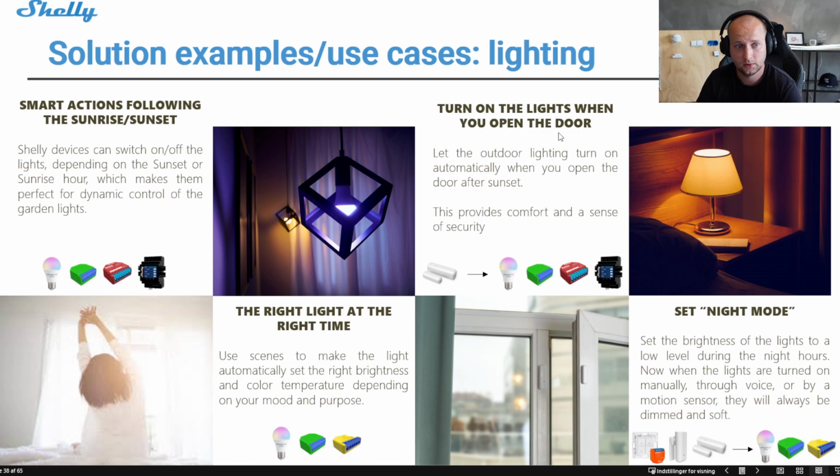Turn on the light when you open the door. This is also a very simple functionality, but I like it. So when it's after sunset and I go out with the trash, the light automatically turns on when I open the front door. So it's very convenient because you don't need to press any wall switches or anything like that. You just open the door and then you have light outside. The light can turn off again after 10 minutes or something like that.